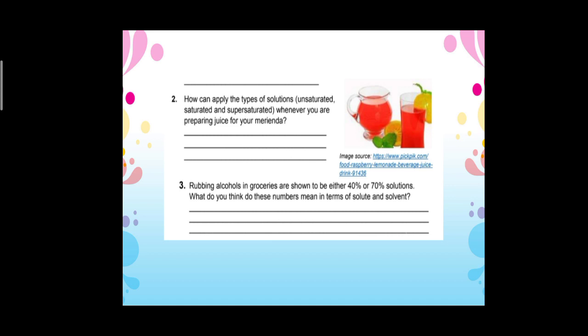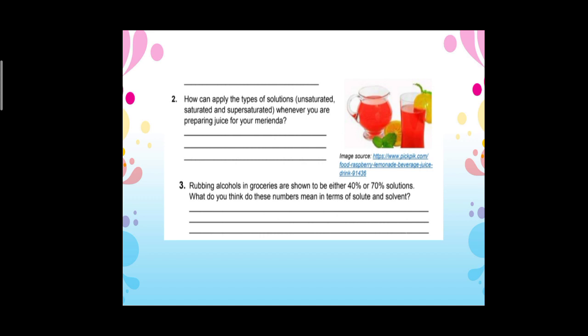Then, how can you apply the types of solution, saturated and supersaturated, wherever you are preparing juice or merienda? Okay, paano nyo mai-apply yung rule ng saturated and unsaturated? Pag sinabi natin saturated and unsaturated solution and supersaturated, ito yung dami ng amount ng solute na nilalagay natin. Yung powder juice, pag nagtitimpla kayo, kapag mas konti yung powder juice na nilagay, kapag mas marami, kapag sobrang dami, makaka-apekto ba siya sa lasa ng juice? Okay, so paano siya nakaka-apekto?